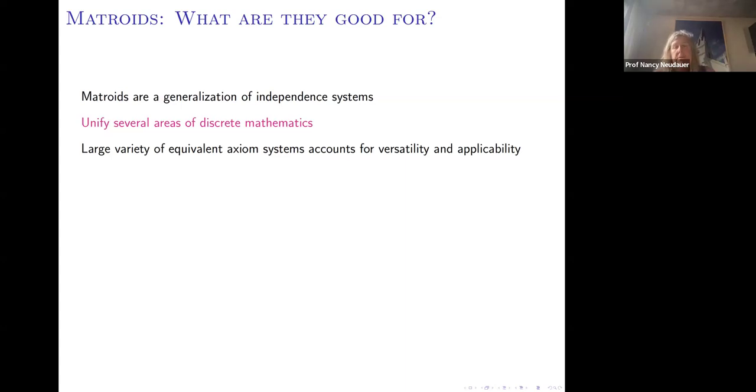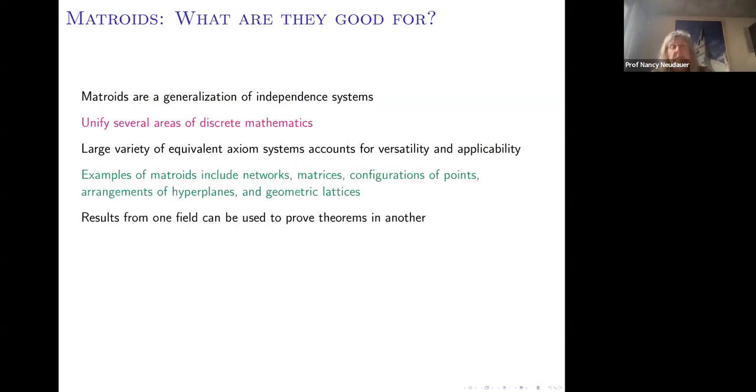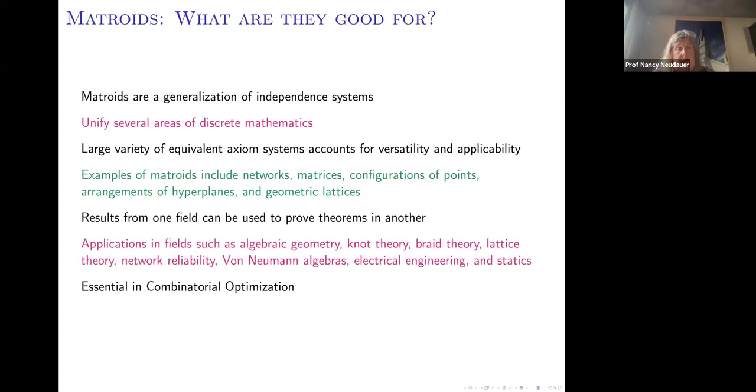And they're really useful in many areas, and depending on what you're looking at, for instance, they're used in industrial engineering and statics, and then they might look at something completely different from how we would look from a graph theory perspective. So the examples include networks, matrices, as you saw, configurations of points, arrangements of hyperplanes and geometric lattices, and results from one field can be used to prove theorems in another. And then lots of applications. We have algebraic geometry, knot theory, braid theory, network reliability, von Neumann algebras, electrical engineering.